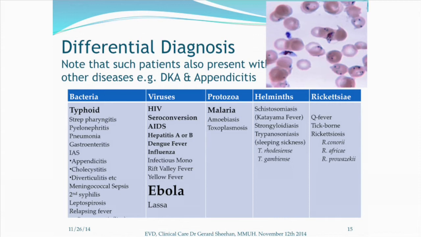Those are emphasized for teaching purposes, not because they account for the majority of cases, but because these are the life-threatening things that require specific diagnostic tests to look for them, especially malaria and Ebola, but also HIV-related things: HIV seroconversion, AIDS itself, hepatitis, dengue, influenza, and then this list of sometimes rare and sometimes not so rare infections that can arise in such patients.